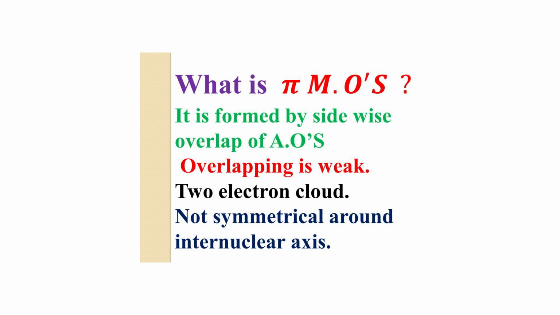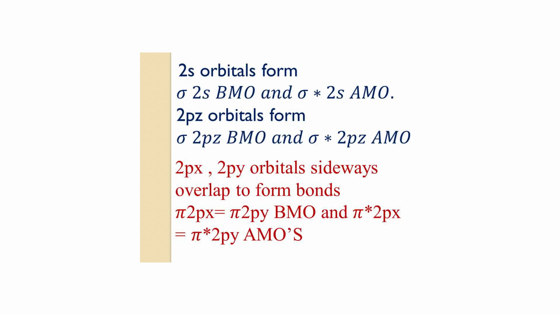Then 2s atomic orbitals form sigma 2s molecular orbital and sigma star 2s molecular orbital. Also 2pz atomic orbitals overlap to form sigma 2pz molecular orbital and sigma star 2pz molecular orbital. Out of the three 2p orbitals, the 2pz atomic orbitals intermix to form the sigma 2pz molecular orbital and sigma star 2pz molecular orbital. That is, one is a bonding molecular orbital and another is an antibonding molecular orbital.